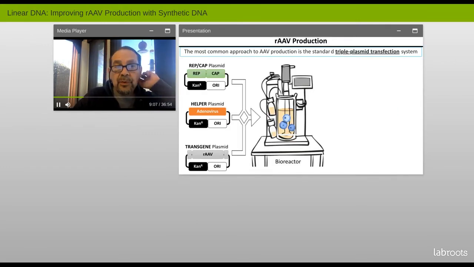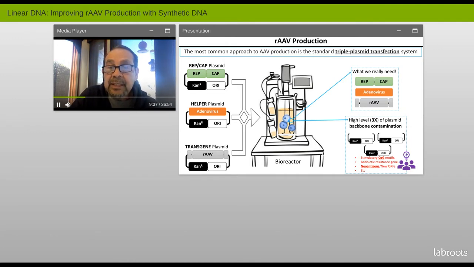And if you advance one more time, you'll see on the left-hand side that the field has advanced. There are many plasmids that carry various capsid proteins, one adenovirus helper plasmid, and at the bottom, a plethora of AAV therapeutic genes that are clumped between the terminal repeats. These are all introduced into a bioreactor, but in essence, what we really need, if you advance, is on the right-hand side. We only need the rep and cap gene in the adenovirus helper sequences, as well as the vector.